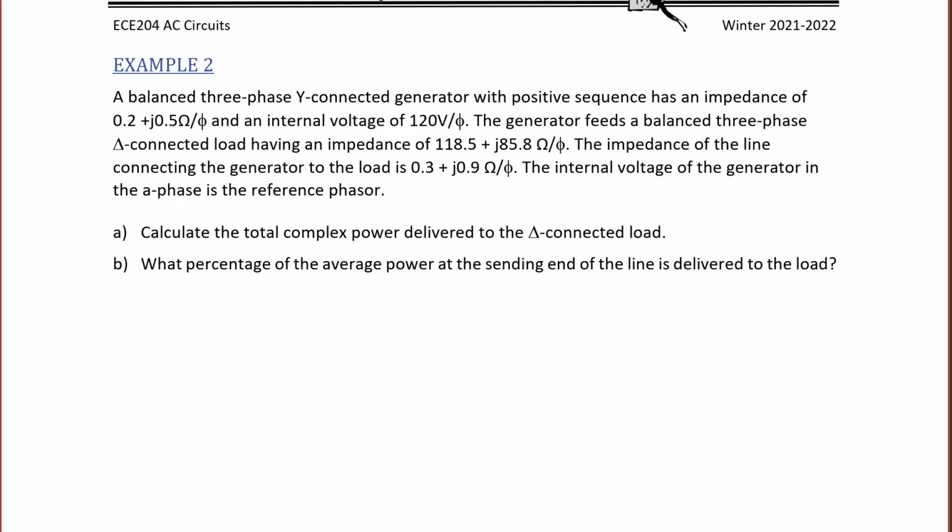Welcome back to continue our lecture on three-phase power calculations. Today we will do example 2.